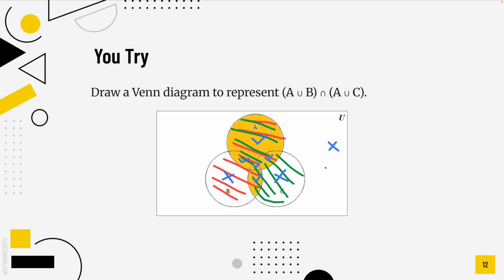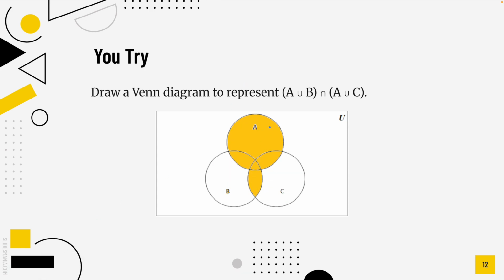Okay, so do you see how I broke that down? I shaded in red for A or B, I shaded in green for A or C, and then I looked, because it's an and here, where did I have both colors? And that is going to be my final answer here: the whole circle of A because it's in both. And then this little piece here is also in both.